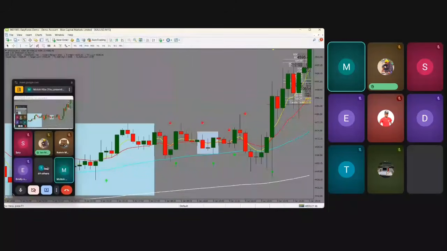Now, mark the high here. Mark this high. And come and mark what? Sorry, I'm using the trend line, that's why. So mark the high. Come and mark the low.